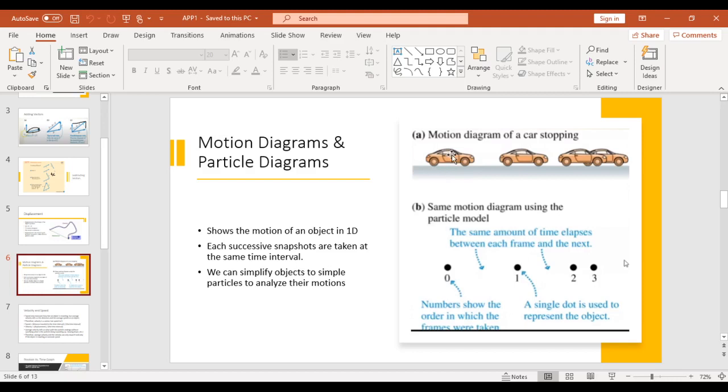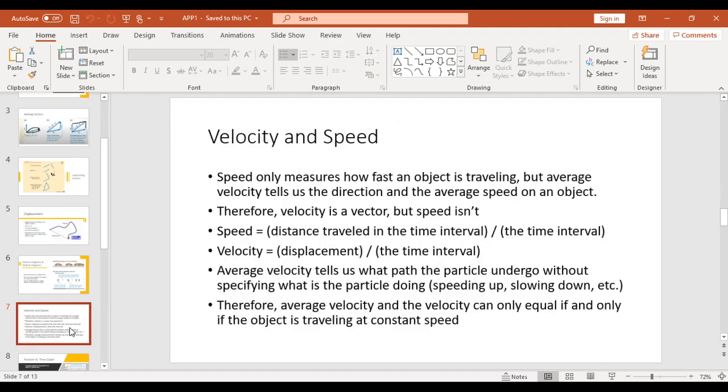And you can see here that between these dots, time has passed, right? The same time has passed. So what I mean by that is from dot 0 to dot 1, 1 second has passed. From dot 1 to dot 2, 1 second has passed. From dot 2 to dot 3, 1 second has passed. So between each successive dot, an equal time interval has passed, right? Same thing with this car right here. And from there, we can see how the motion relates to speed and velocity, right?